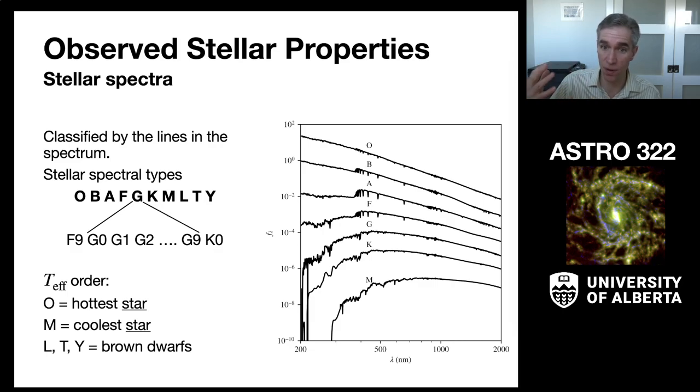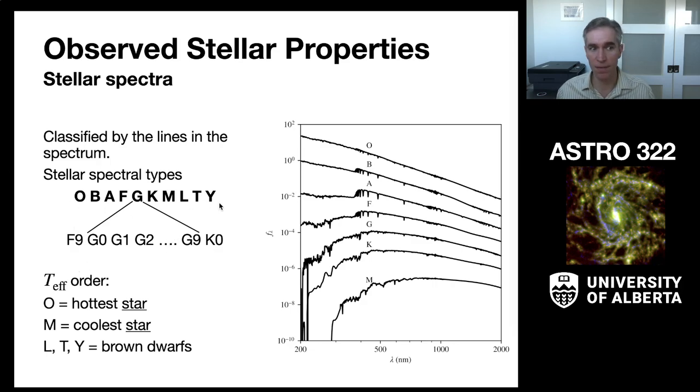The stellar spectral types are sorted by what lines you actually see in the star. The book goes through the full list of all the different spectral lines, but you can pay attention that these lines here that are very prominent in an A-type star are almost gone in the K and M stars. So we sort stars into a sequence, which is just given a bunch of letters: O, B, A, F, G, K, M, L, T, Y.